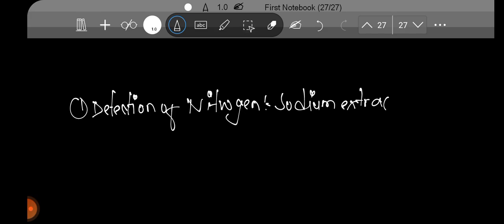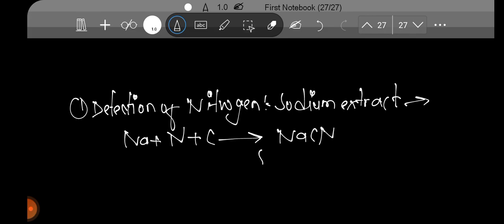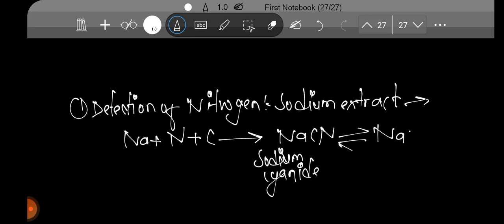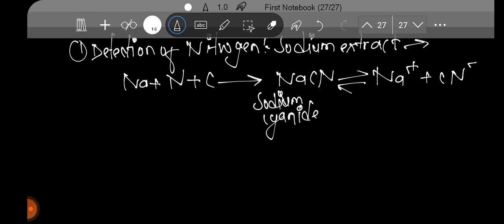In the sodium extract, if we have nitrogen, then the reaction becomes sodium plus nitrogen plus carbon gives NaCN, which is also known as sodium cyanide. Sodium cyanide can also be written as Na+ plus CN minus. That is not compulsory to write.